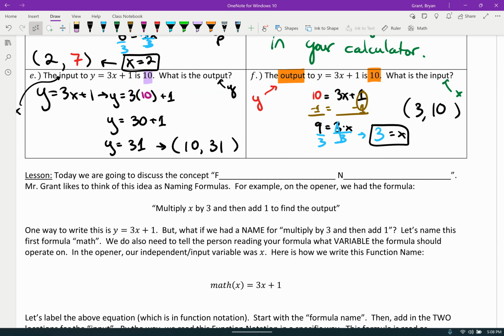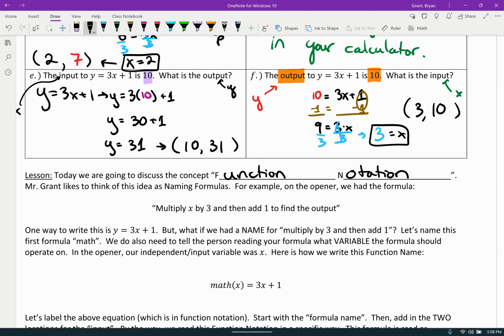Okay, so there's our introduction. Now we're actually going to get to the main part of the lesson, which is going to continue to use this y equals 3x plus 1, right? We always try to tie the opener into the rest of the lesson. So today we're going to discuss the concept of function notation.